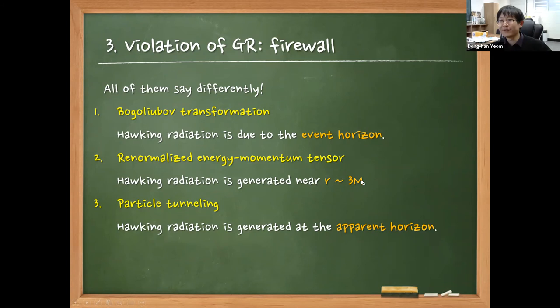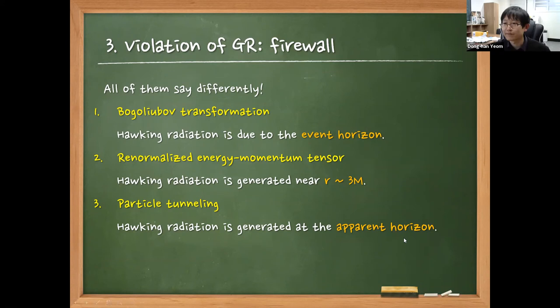So then, if the firewall grows up to 3M, then it is already naked, and it is already ruled out by the astrophysical observations. And the third possibility is the particle tunneling picture. In the particle tunneling picture, Hawking radiation is generated at the apparent horizon. Because the event horizon is not physical locally, in terms of particle tunneling we need the quasi-local horizon, and the quasi-local horizon is the apparent horizon.